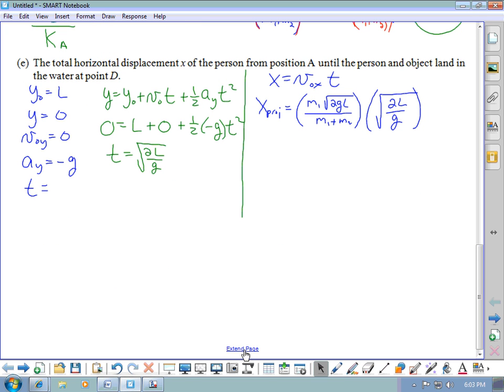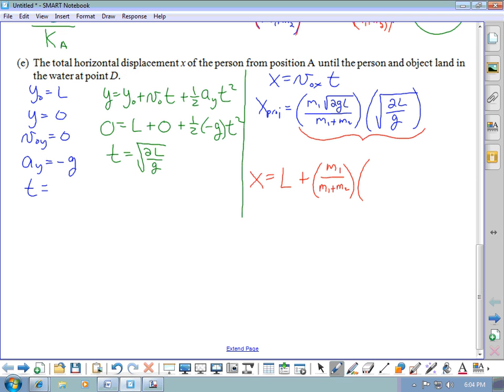And so our total distance x is going to equal L plus that answer that we had. Again, it would be perfectly fine to leave it the way it is without simplifying it. If I do simplify it, I have the quantity m1 over m1 plus m2.